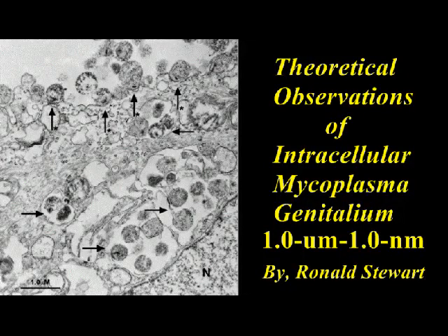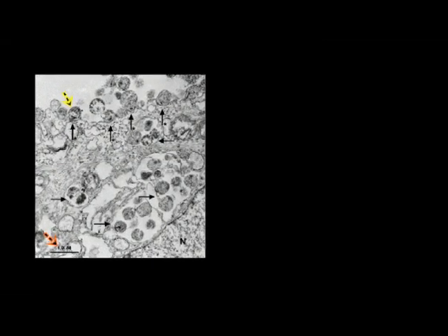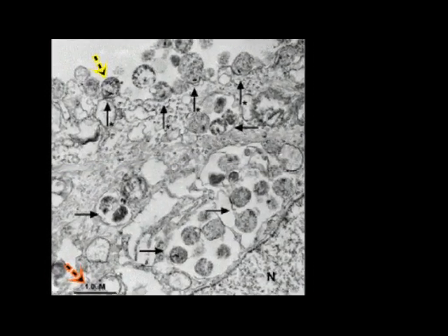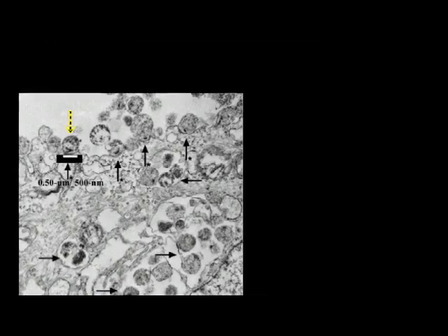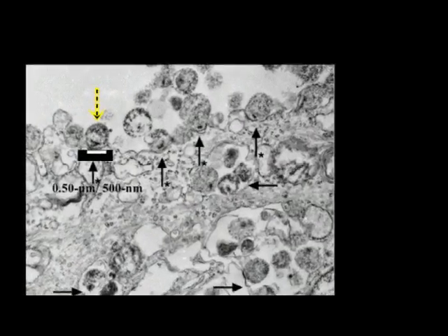Theoretical observations of intracellular Mycoplasma genitalium, 1.0 µm to 1.0 nm or smaller, by Ronald Stewart. At the bottom of this next image we have 1.0 µm, where the orange arrow points to. However, we are literally going to be going down into the cell where the yellow arrow points to in the upper left top corner. And here we can see we are getting closer and closer to the cell.